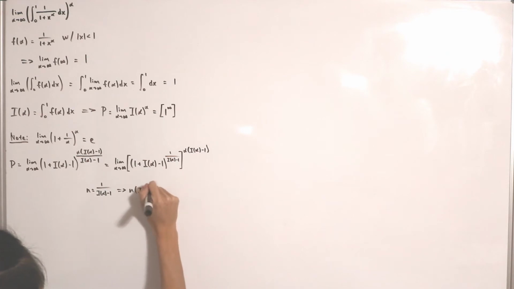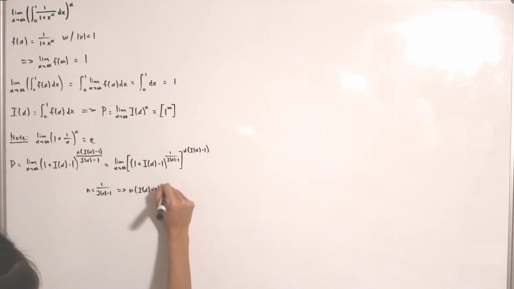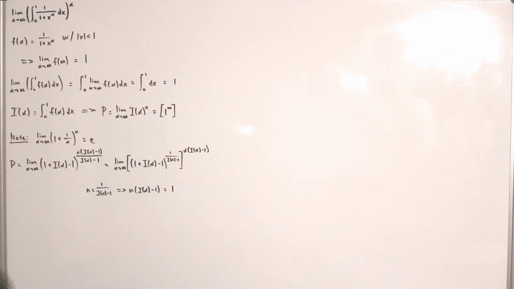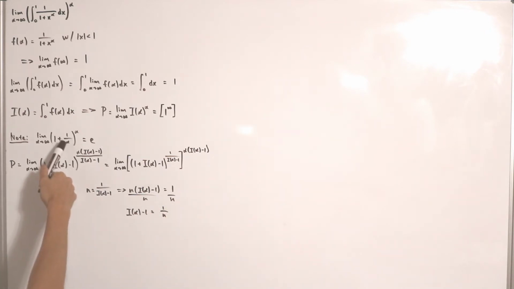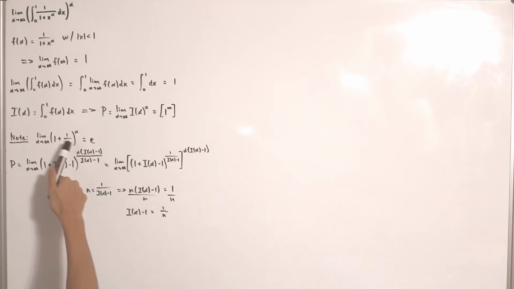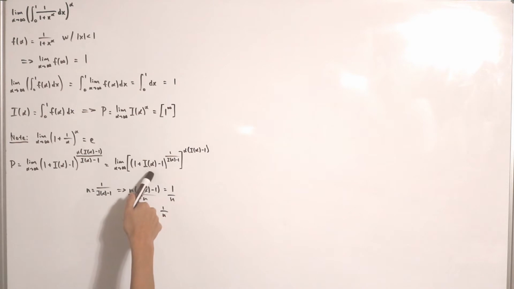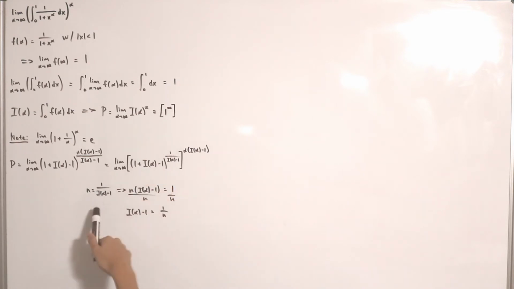This is I(alpha) minus 1 equal to 1, and then simply I can just divide by n. So divide by n, and then we get I(alpha) minus 1 equals 1 over n. Notice that we have the same situation of just substituting. If we let alpha equal n, we can just replace I(alpha) minus 1, so n is equal to 1 divided by I(alpha) minus 1.